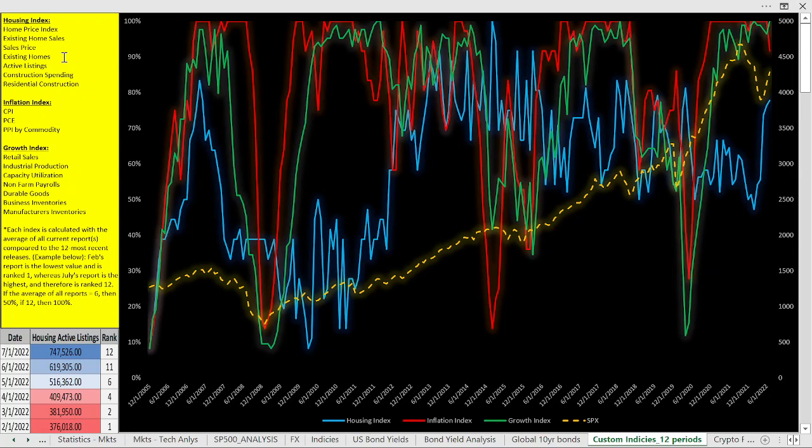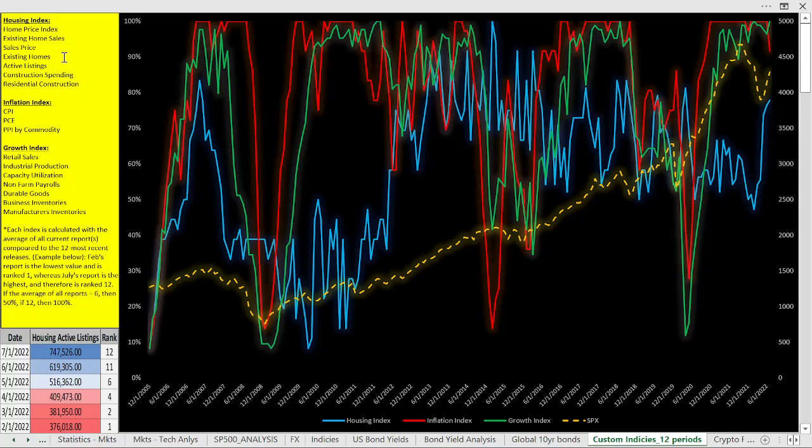and manufacturing inventories. Now, essentially, the way these indices are calculated is we take a look back at the 12 prior periods, assigning each report a rank based on if it's the highest, the lowest, or somewhere in the middle of the prior 12 reports.